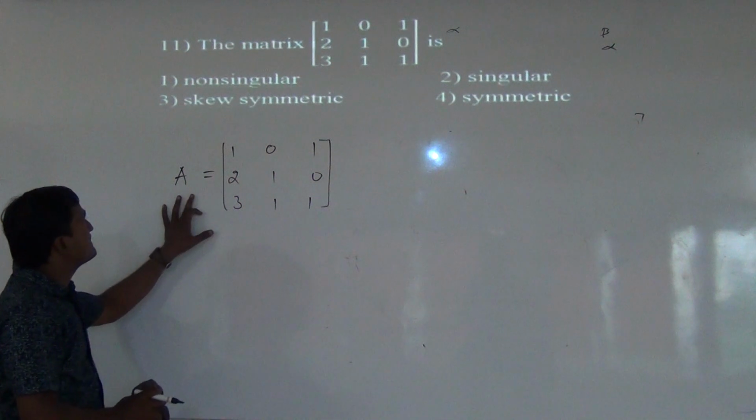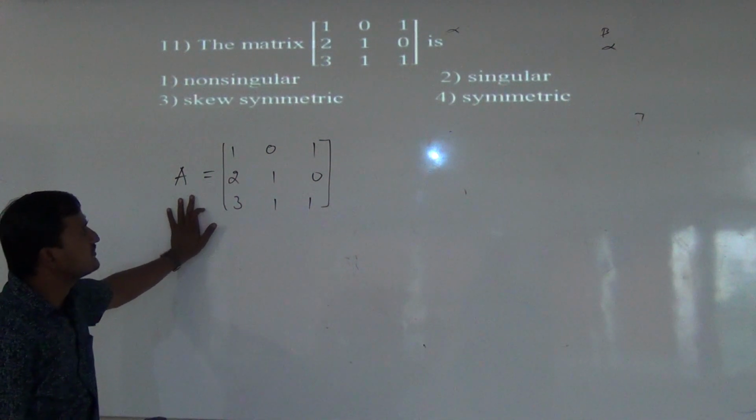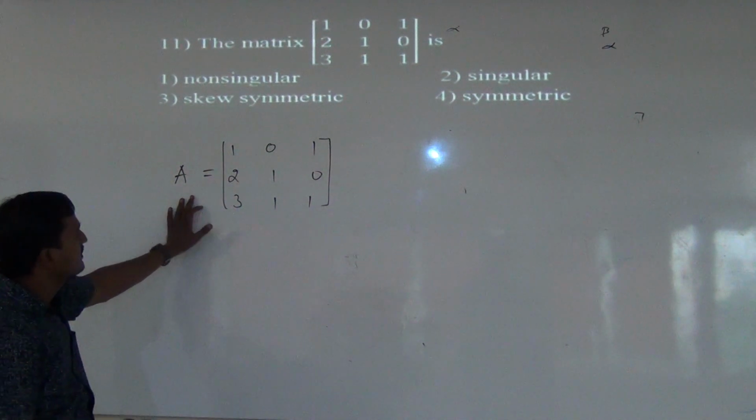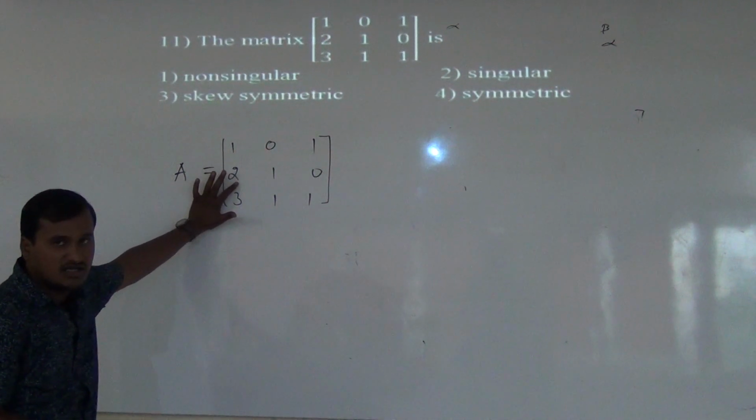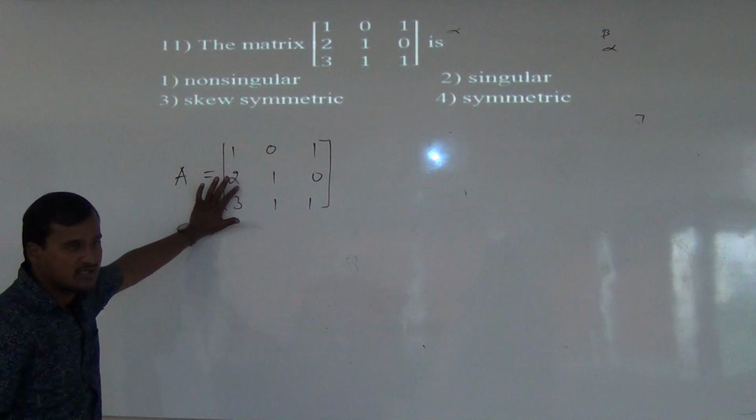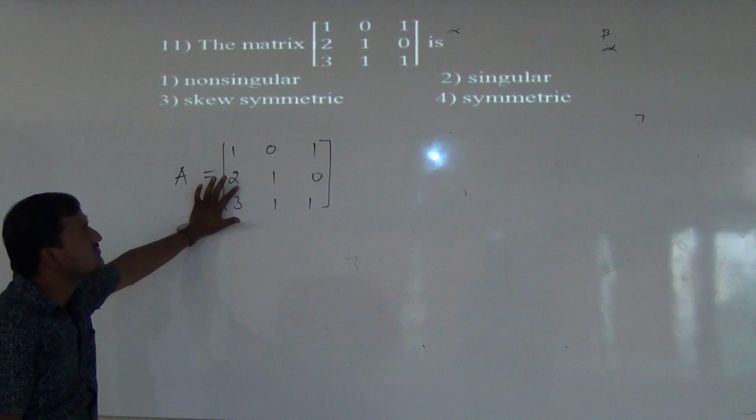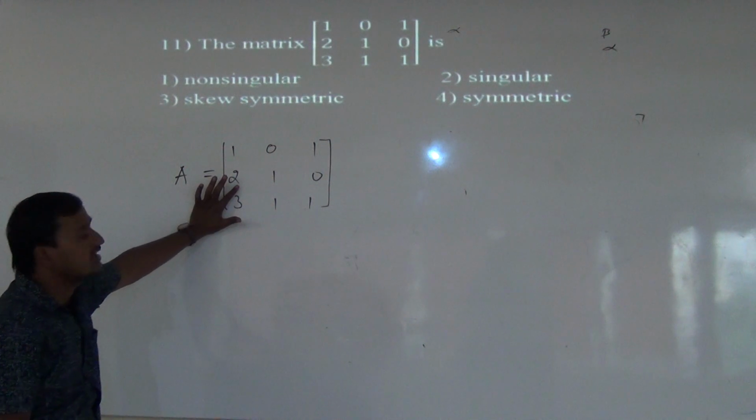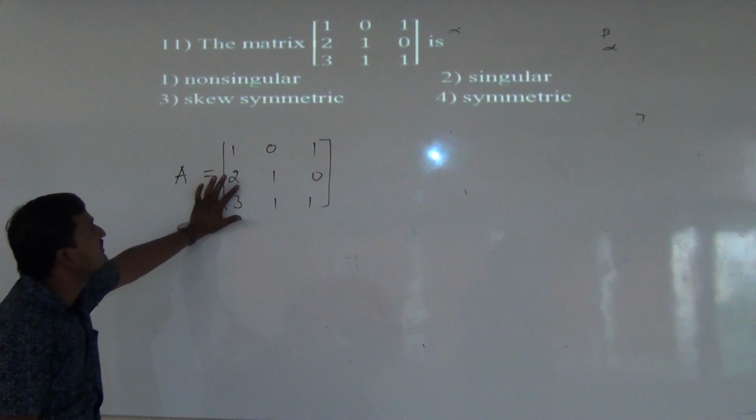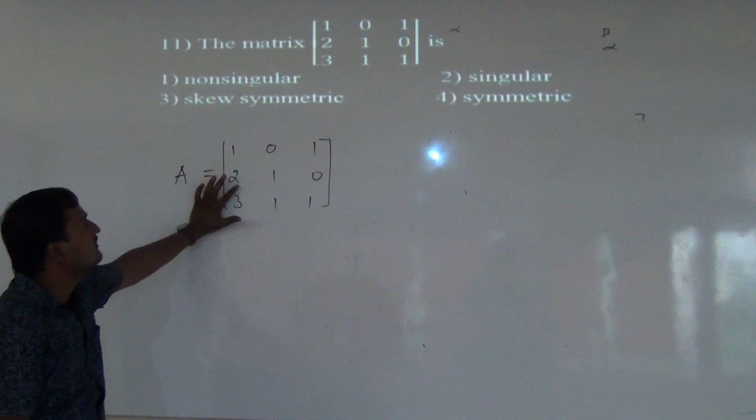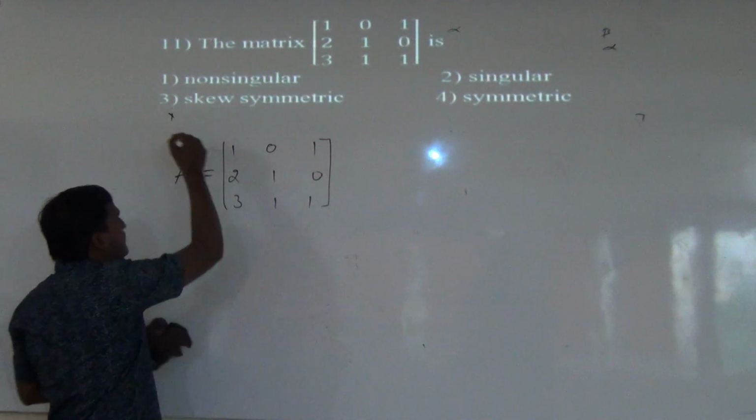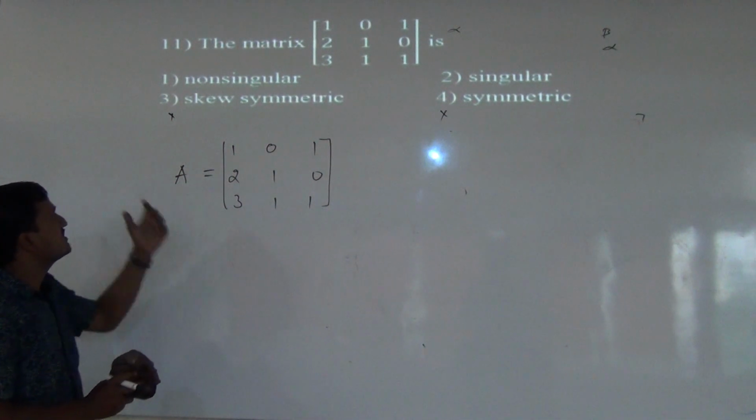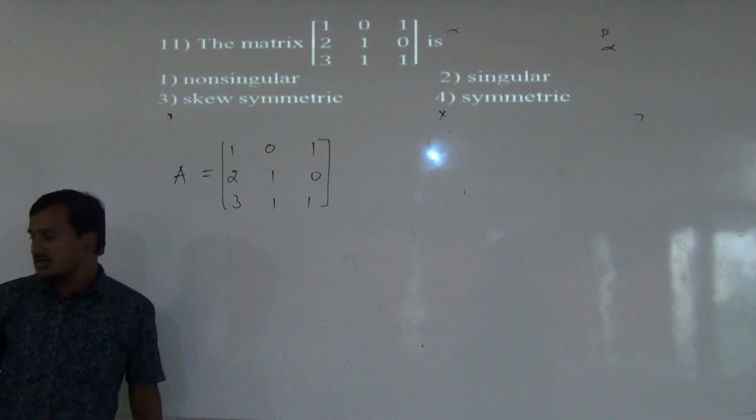So whether A is non-singular, singular, skew symmetric, or symmetric. Clearly it is not symmetric and not skew symmetric, because symmetric means you should get A dash is equal to A, and skew symmetric means you should get A dash is equal to minus of A. Now these two options are wrong, right? Now I should check whether it is singular or non-singular.